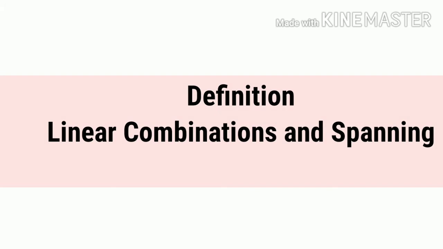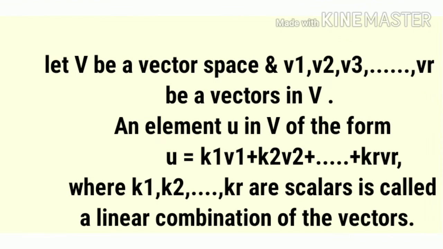Definition of linear combinations and spanning. Let V be a vector space. This means it satisfies all axioms. Elements of a vector space are called vectors. So, consider vector v1, vector v2, vector v3 and so on, vector vr, be vectors in capital V.